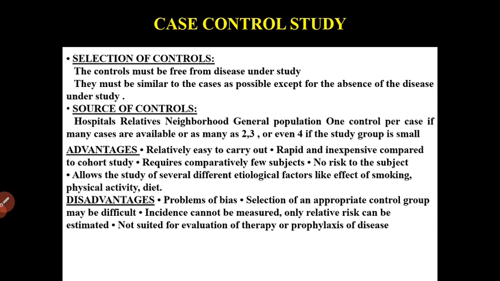Now, selection of controls. The controls must be free from disease under study. They must be as similar to the cases as possible except for the absence of the disease under study. So, sources of controls are hospitals, relatives, neighborhood, general population, anyone. One control per case if many cases are available, or as many as 2, 3 or even 4 if the study group is small. Fine. This much is clear.